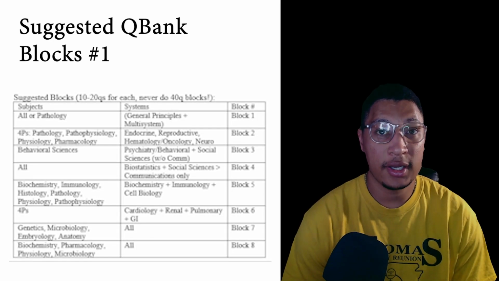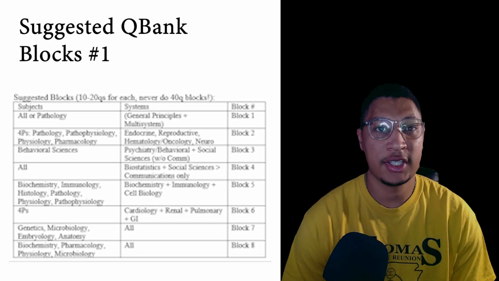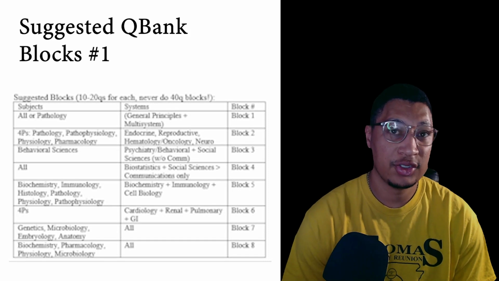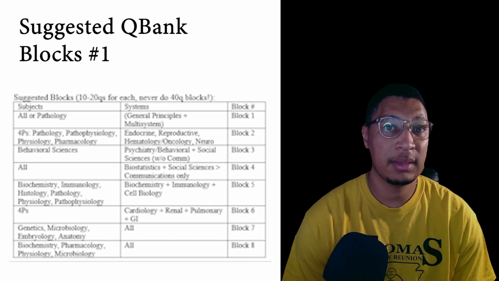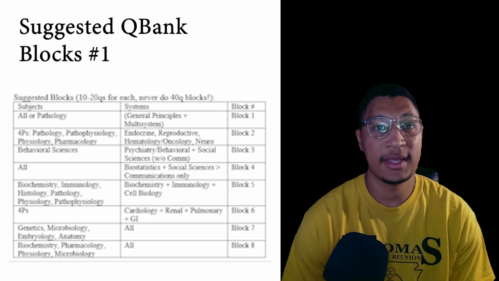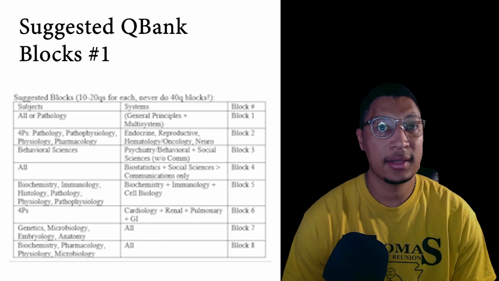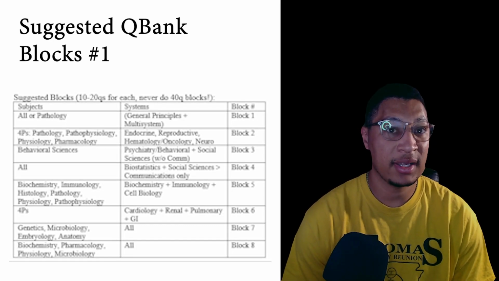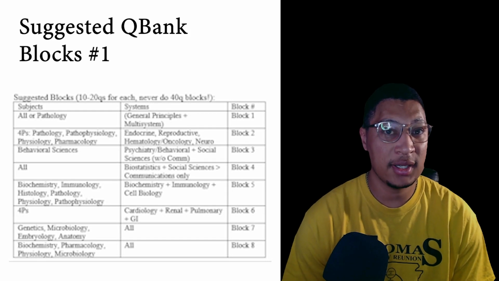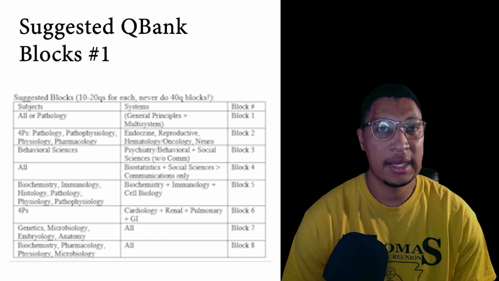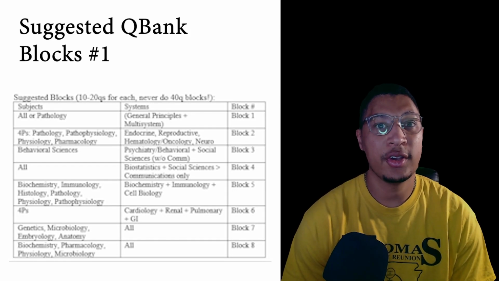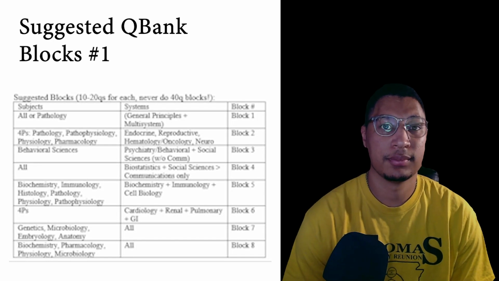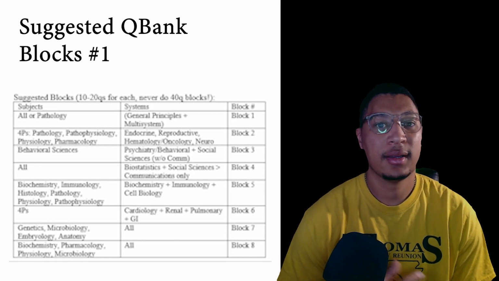And I'm doing cardiology, renal, pulmonary, and GI. For block 7, I'm doing genetics, microbiology, embryology, and anatomy for my subjects. And I'm selecting all the systems. And that's going to be block 7. And finally, block 8, I'm selecting the subjects of biochemistry, pharmacology, physiology, and microbiology. And I'm selecting all the systems. And those are my first 8 blocks that I would do. And after a couple weeks of that, then I may switch it up.